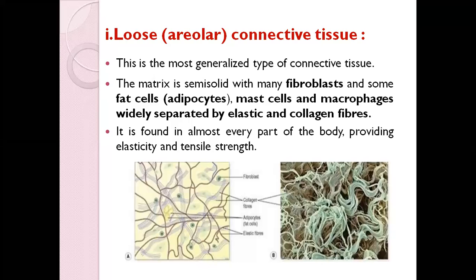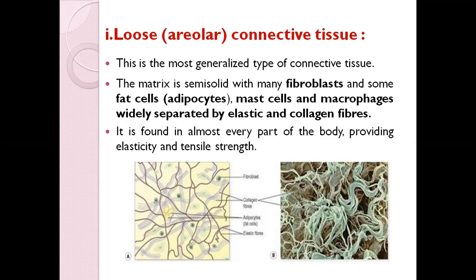Not only fibroblasts, it also has fat cells, which are also called adipocytes. If you remember, this was also discussed in the previous class. They also have mast cells and macrophages, which are widely separated by the elastic and collagen fibers. Elastic fibers are those fibers which help in elasticity, when we need to move our body parts or stretch. From the word itself, they help in movement or elasticity. And collagen fibers are those fibers which really help in wound healing.